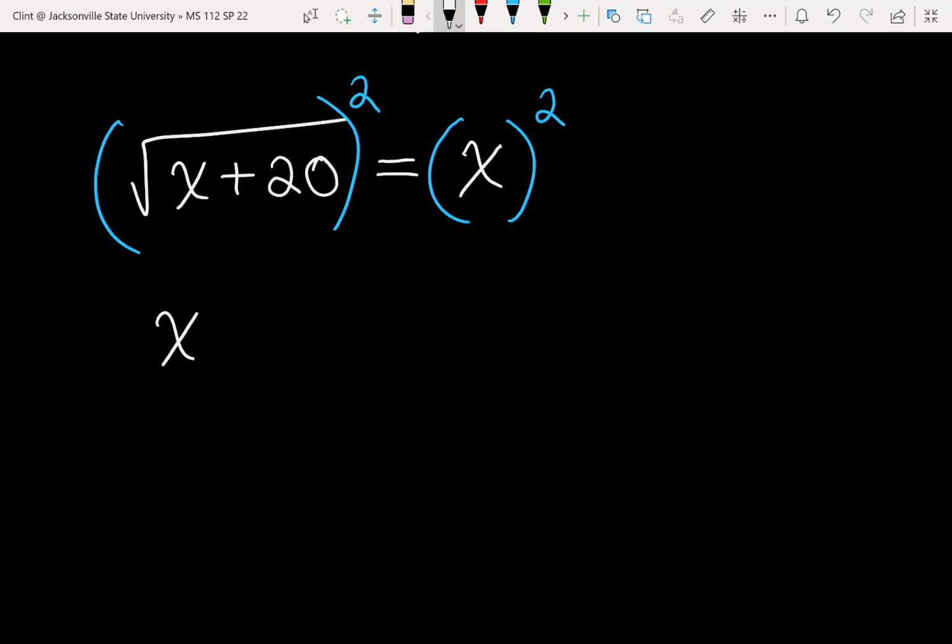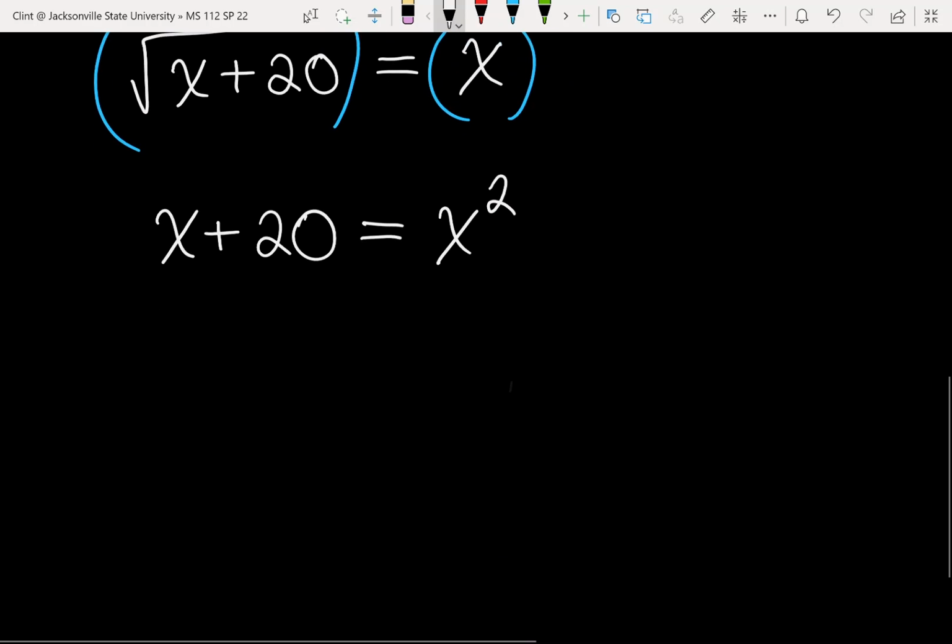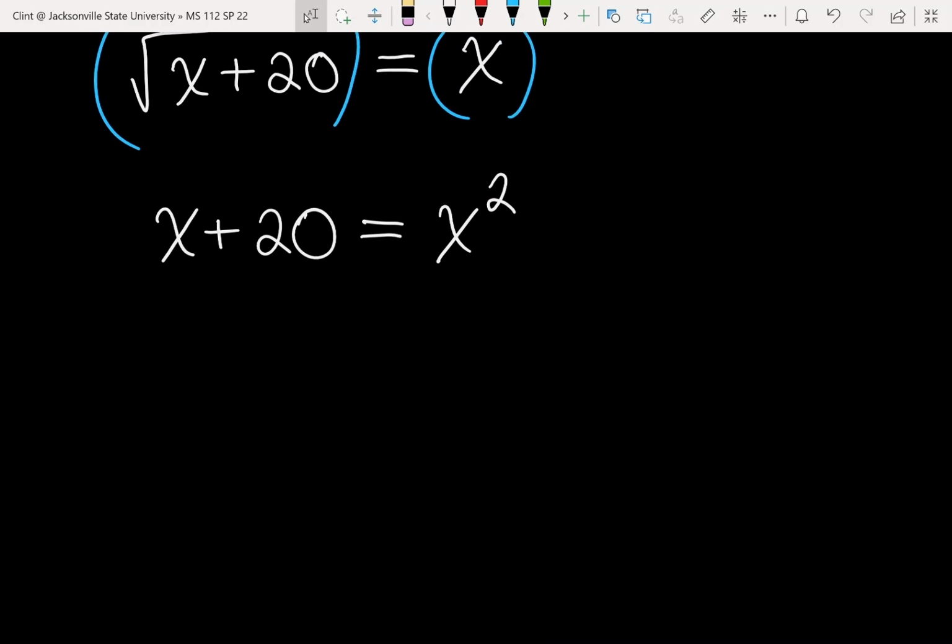On the left, that leaves us x plus 20. What do we get on the right side? If we square x, we get x squared. Okay, so that's fine. It's not quite as easy as the last one, because we don't have a linear equation, we have a quadratic. But, well, we just spent the whole section solving quadratic equations.